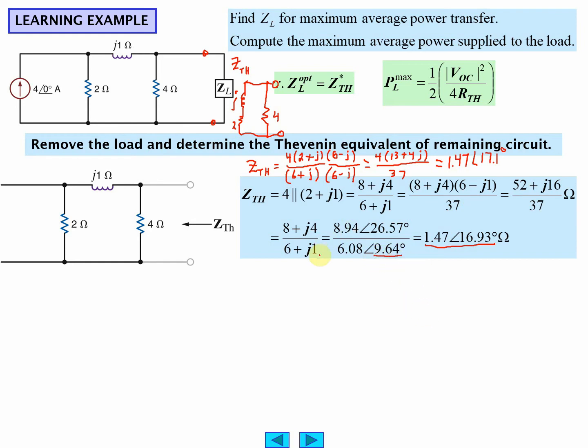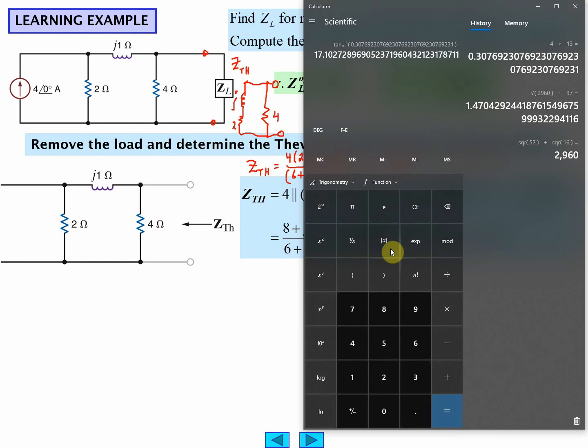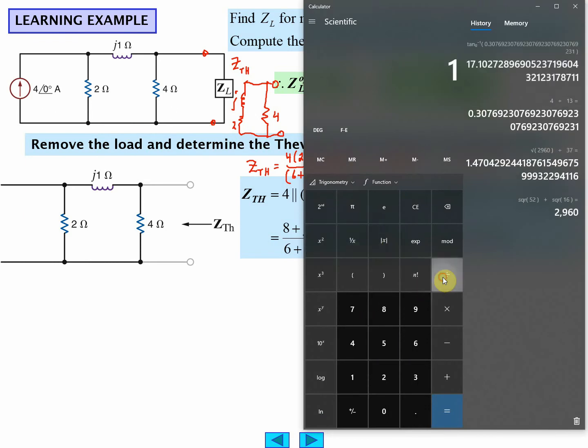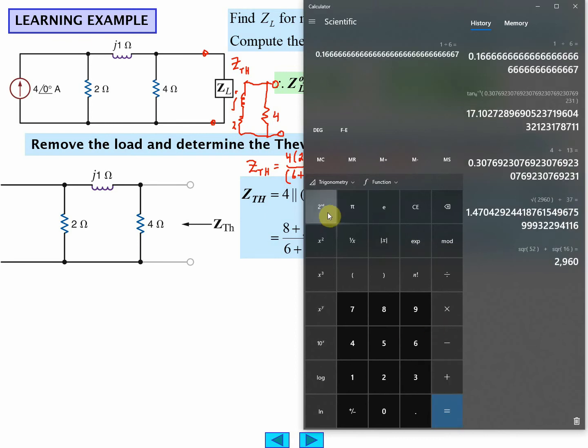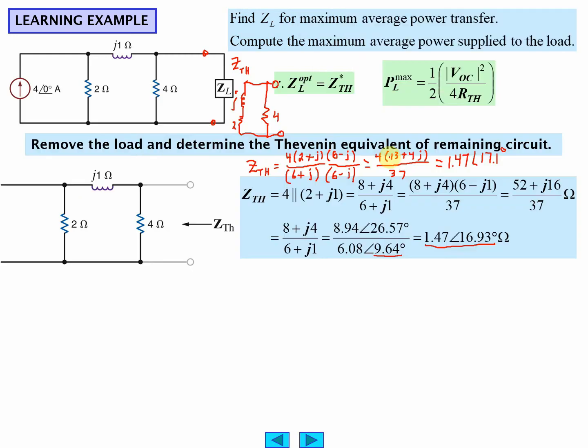If you take the inverse tangent of 1/6, you'll get 9.46. In fact, let's do that right now. 1 divided by 6 equals, and then inverse tangent. There we go. 9.46. Okay.